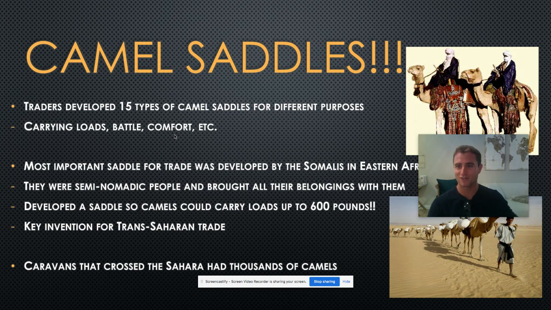We did have a battle saddle, which I love, riding very high on the hump that allowed them to see the battlefield. But the most important saddle was developed by the Somalis in Eastern Africa because it allowed camels to carry up to 600 pounds. And that allowed massive amounts of goods being brought to and from Western Africa, which was key for trans-Saharan trade, bringing back all of that gold and bringing in countless items coveted in West Africa, especially salt.